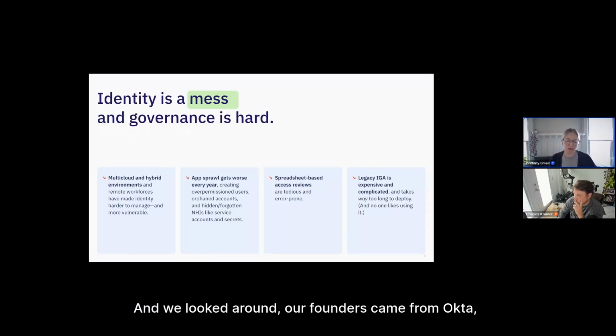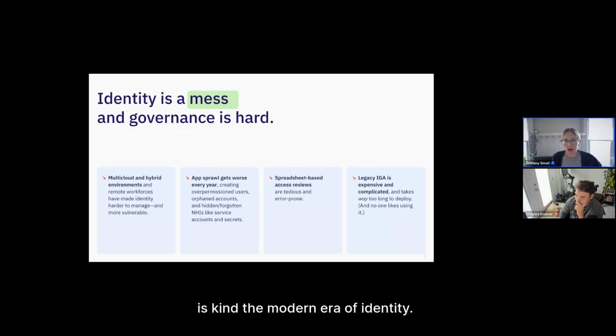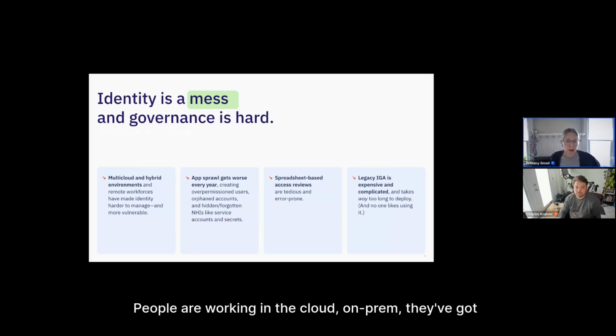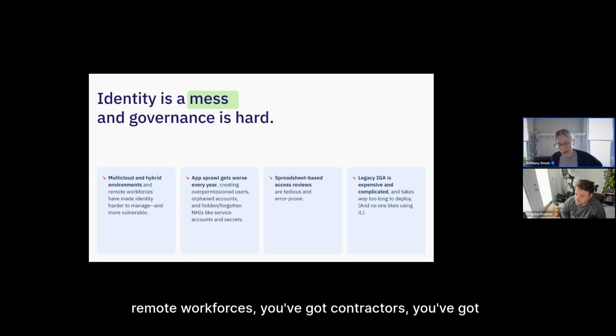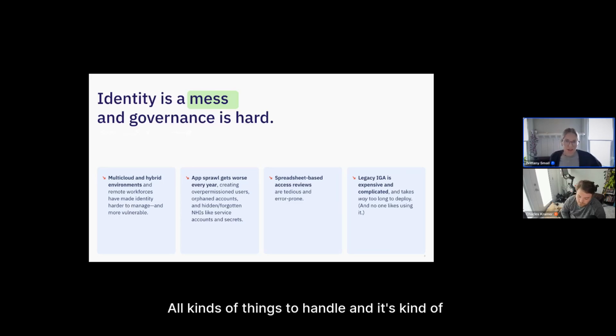We looked around. Our founders came from Okta. They're deeply involved in security products, and realized that solutions that were on the market a few years ago really weren't equipped to handle the modern era of identity. And that era is multi-cloud and hybrid environments. People are working in the cloud, on-prem. They've got remote workforces. You've got contractors. You've got non-human identities. All kinds of things to handle, and it's kind of everywhere. There's blind spots. We're adopting SaaS. The average right now is like 300 to 400 SaaS applications per company. So this just makes identity a mess and really hard.